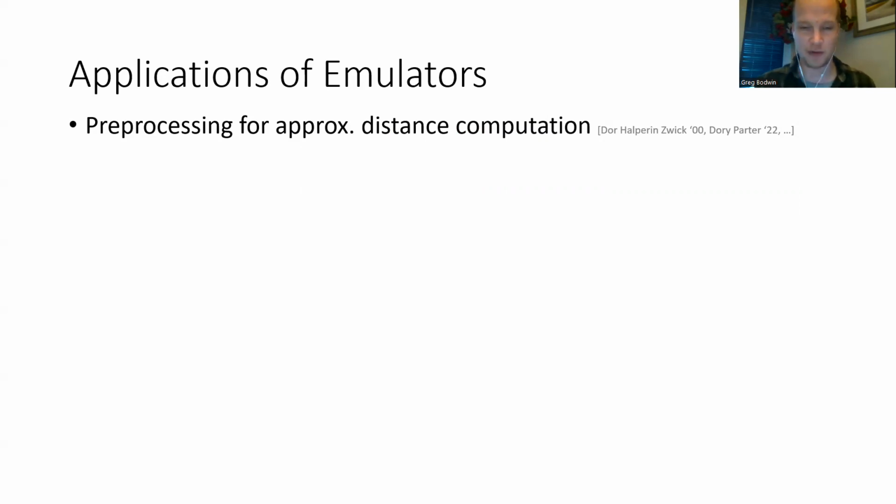So in other words, if you want to compute shortest path distances in your input graph, and you're okay with a bit of approximation in that computation, something you might do is first pass to an emulator which has a little bit of error in its distances, but it's much sparser, and so your algorithms will run faster on that emulator.